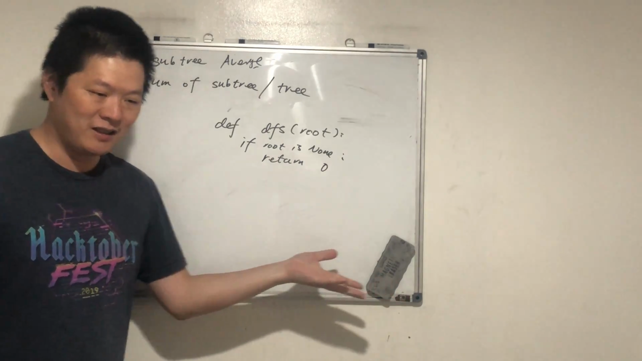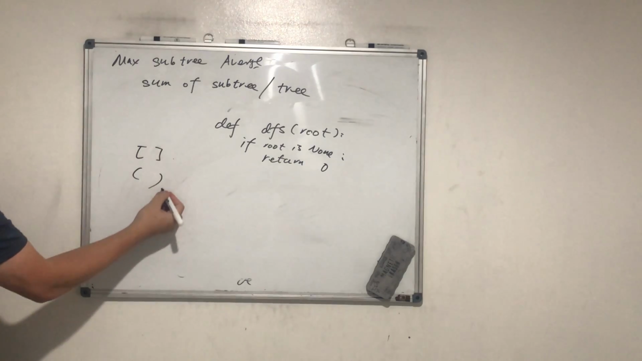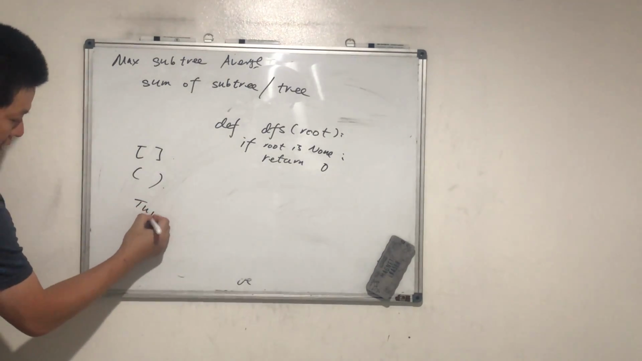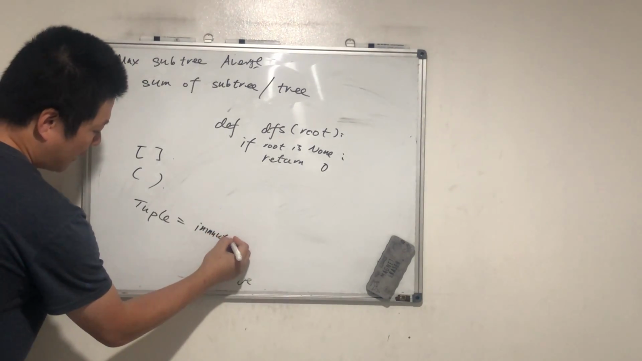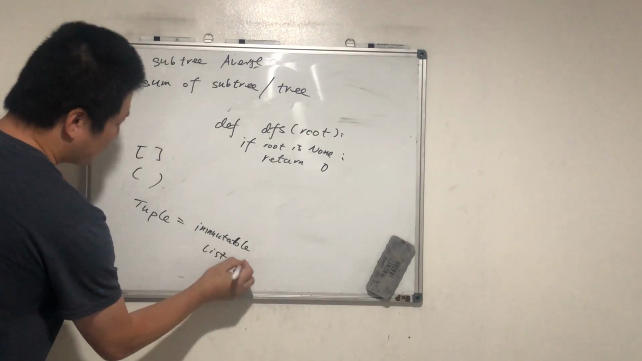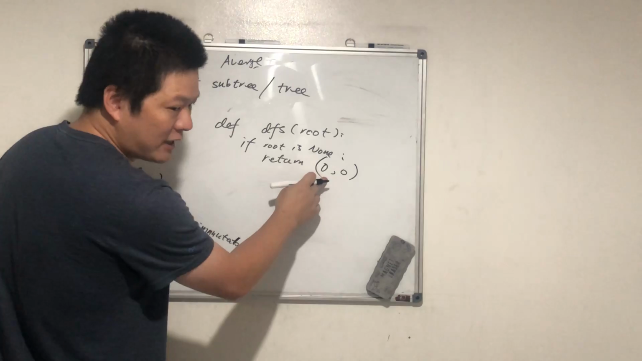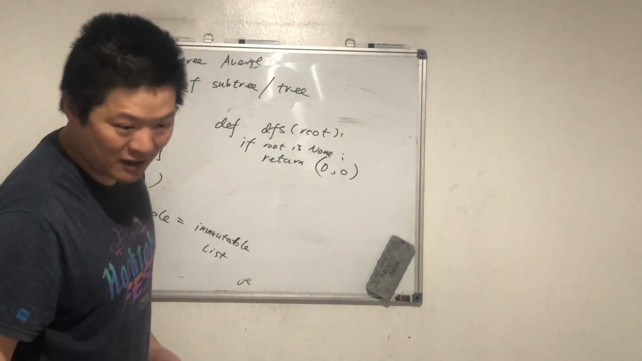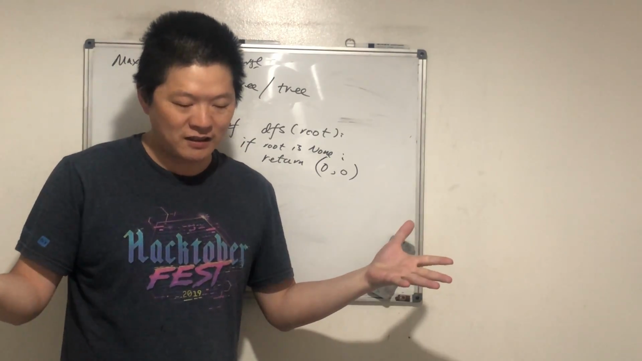Oh, tuple. Yeah, this is a list, and this is a tuple. What's a tuple? It's immutable. Doesn't change. Well done. Can't change. So look, if we return 2 numbers, the first one is the sum, the second one is the count, right? Does it make sense? If it's empty, we return nothing. There's no vertex. There's no node.